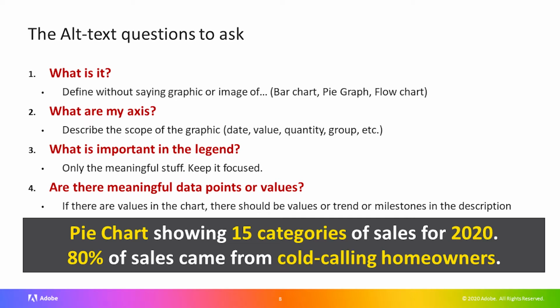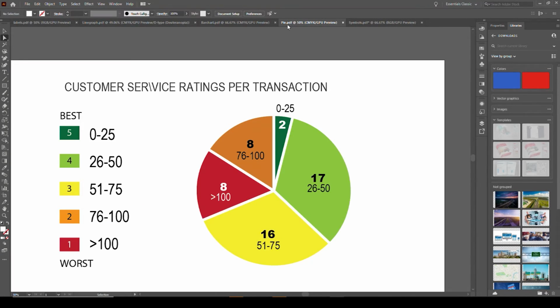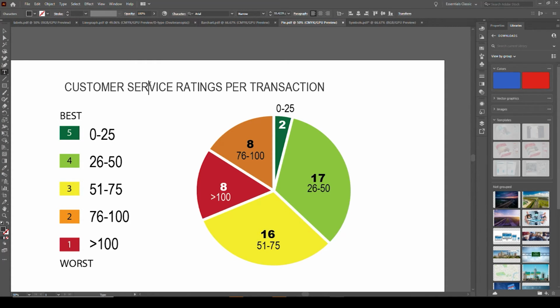So if we go back and we look at our pie chart, right? This is customer service. Looks like I got a typo in there. This is customer service ratings per transaction, right? So what's meaningful in this legend? So this is customer service. So this would be a pie chart showing customer service ratings per transaction rated from 1 to 5, with 1 being worst and 5 being best. And then you have to figure out how much of this data you want to relate.